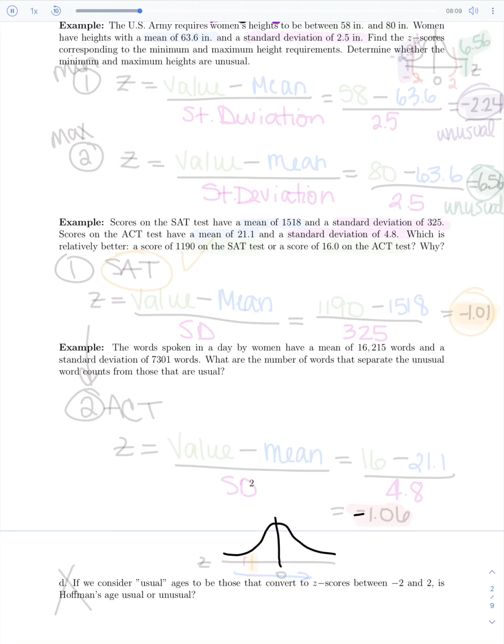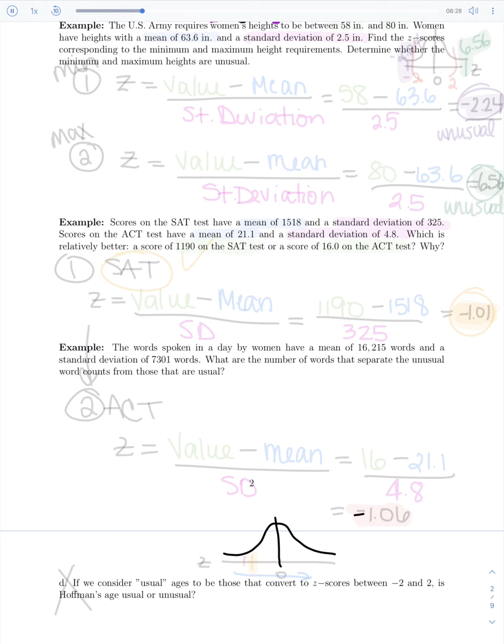Let's take a look at another one. The U.S. Army requires women's heights to be between 58 inches and 80 inches. Women have heights with a mean of 63.6 inches and a standard deviation of 2.5 inches. Find the z-scores corresponding to the minimum and maximum heights.